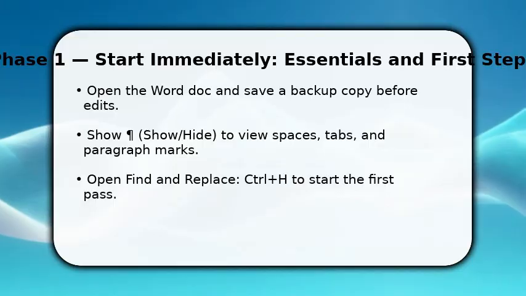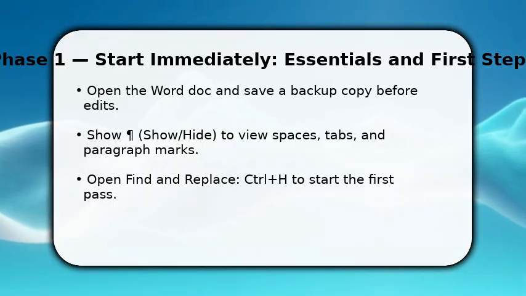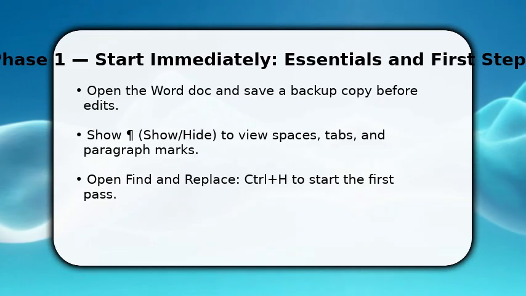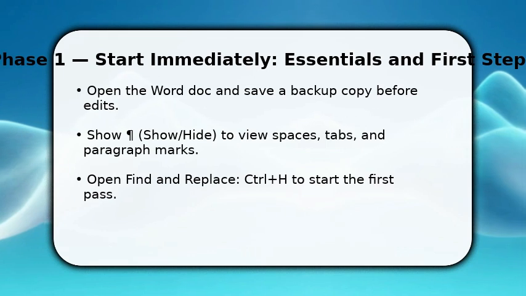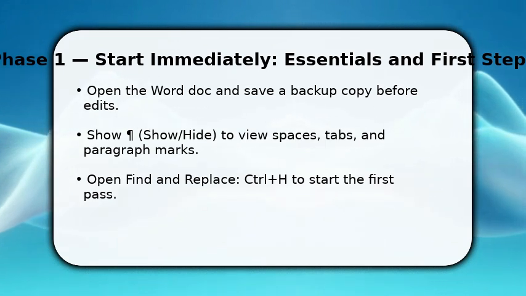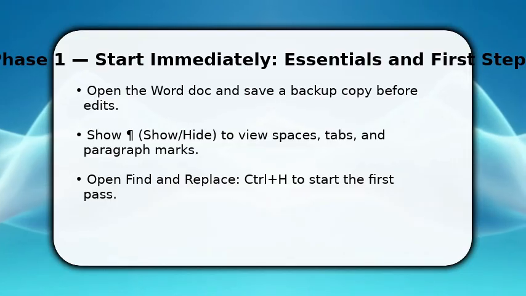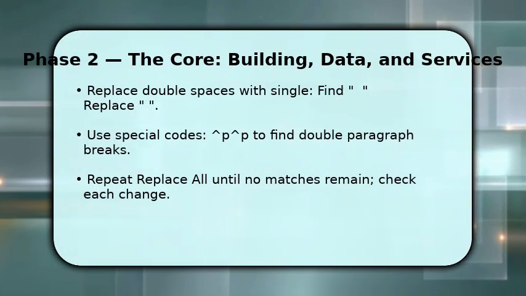Use the search box. Press space once for single spaces, press tab for tabs, or type ^p for paragraph marks. This first pass removes obvious extra spaces, so the document is cleaner before deeper fixes. Now you focus on repeating blanks that hide in plain sight.